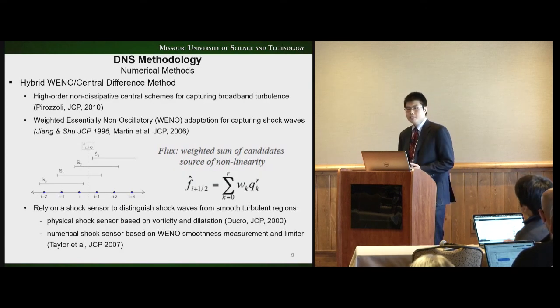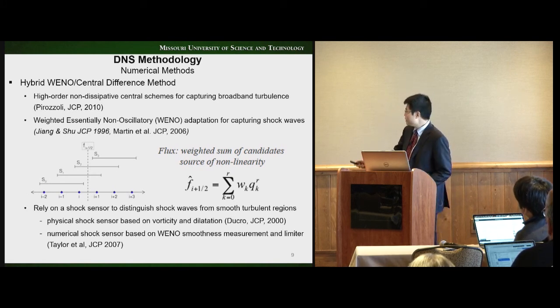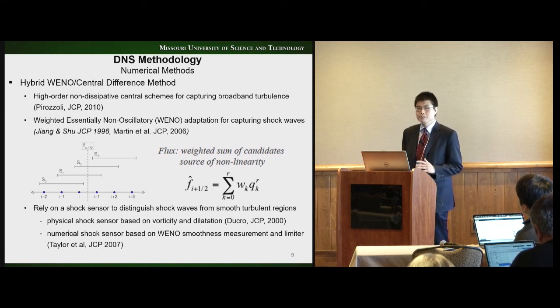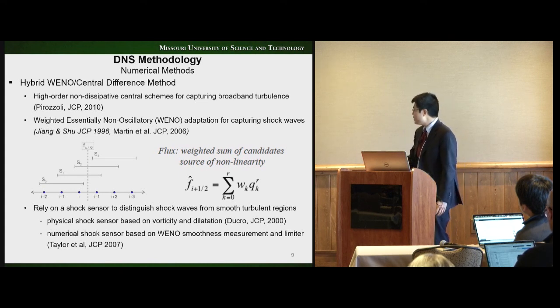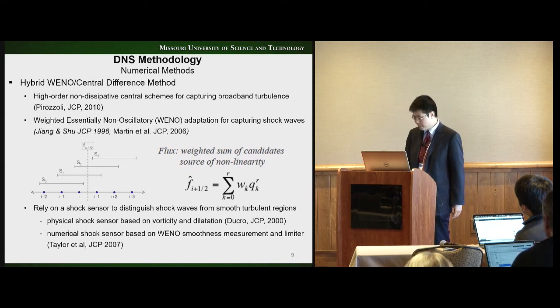The way we deal with this is to use a so-called hybrid approach. We make use of a shock capturing scheme. We use a weighted essentially non-oscillatory scheme, WENO scheme, to deal with the shock wave. And then we use a central difference scheme to deal with the smooth region or turbulence region. We smartly design a shock sensor to swap between the two, so that at the same time we get high resolution to capture turbulence, and also deal with the shock wave to make the simulation stable. So that's the numerical method.